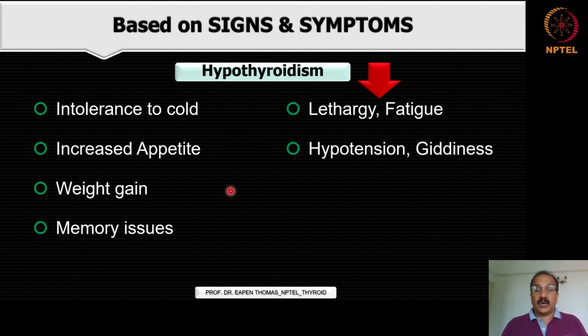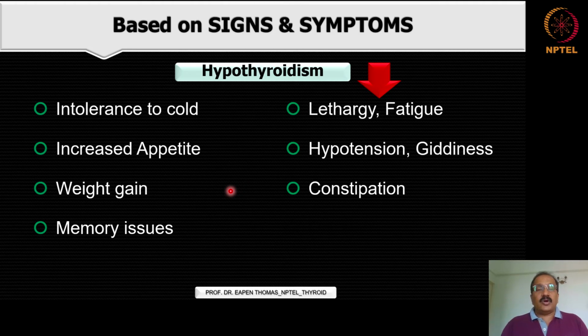Hypotension and giddiness. Why? I told you, whenever there is a reduced amount of thyroid, there's reduced stimulation of the heart, a reduced force of contraction, reduced cardiac output, reduced stroke volume. So the end result is the circulating volume of blood and the pressure also become less. Whenever there's no adequate blood reaching the brain and the vital structures, you feel giddy. So that's the reason for giddiness in this hypothyroidism patient.